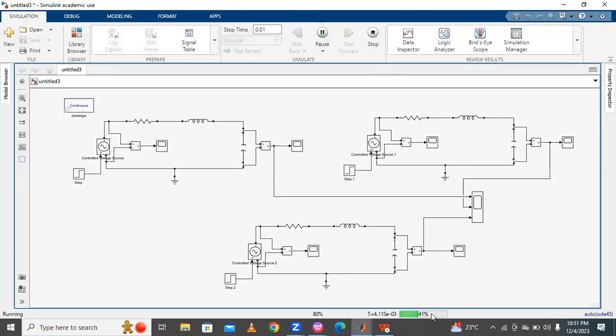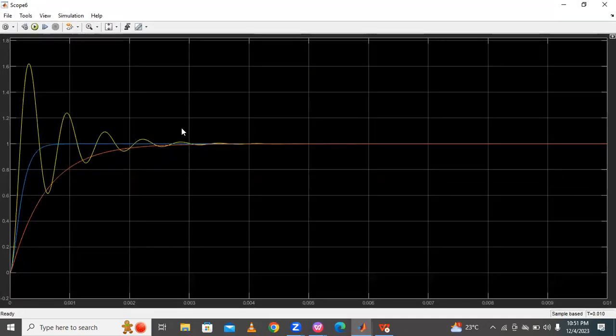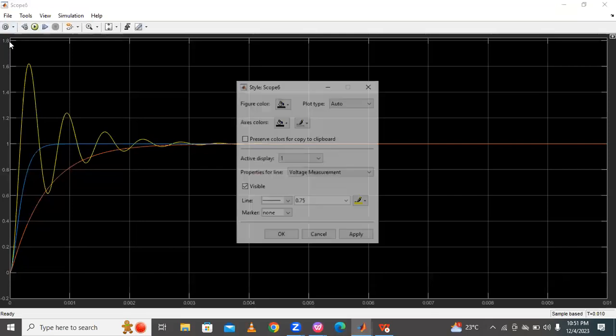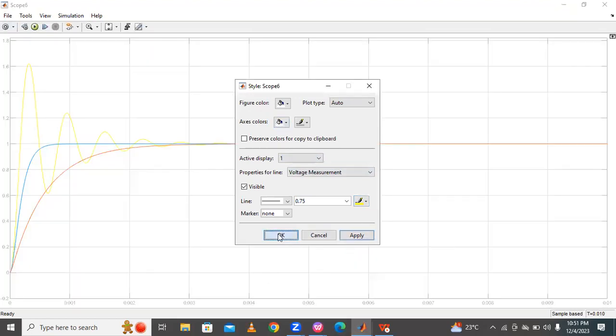It's compiling and is completed. And then we can observe the scope waveforms for different values of under damper, over damper, critical damper. So this is our response. Here, change the background color. Legend, go to style, background color, change to white, and here also white. Then apply.